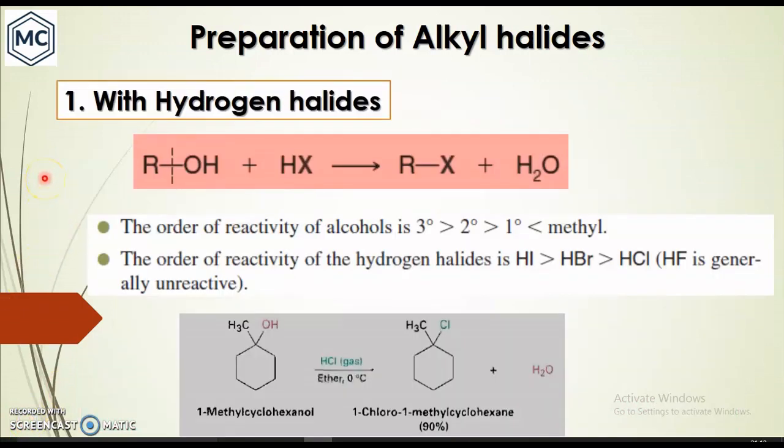Now let's consider the first case, preparation of alkyl halide by using hydrogen halide. And here the order of reactivity of alcohol is tertiary is more reactive than secondary, which is more reactive than primary. And the order of reactivity of hydrogen halide is HI is more reactive than HBr, which is more reactive than HCl, and HF is least reactive. For example, 1-methylcyclohexanol, a tertiary alcohol, in presence of HCl gas, instead of alcohol you get the corresponding chloride, that is 1-chloro-1-methylcyclohexane, with excellent yield.